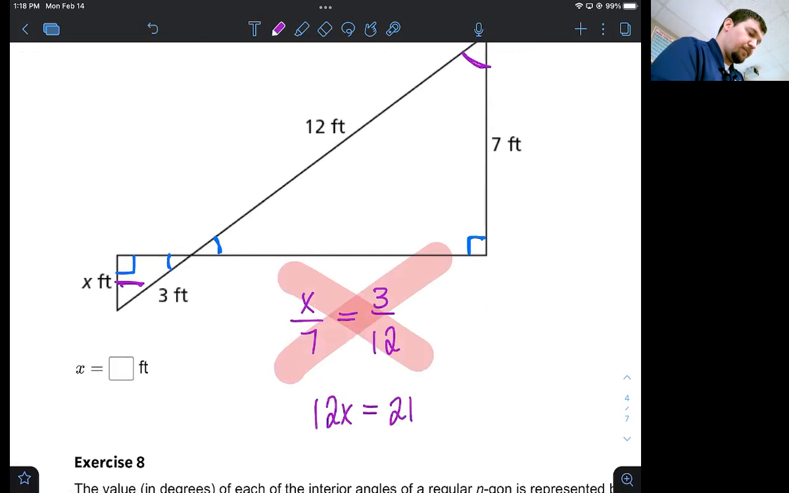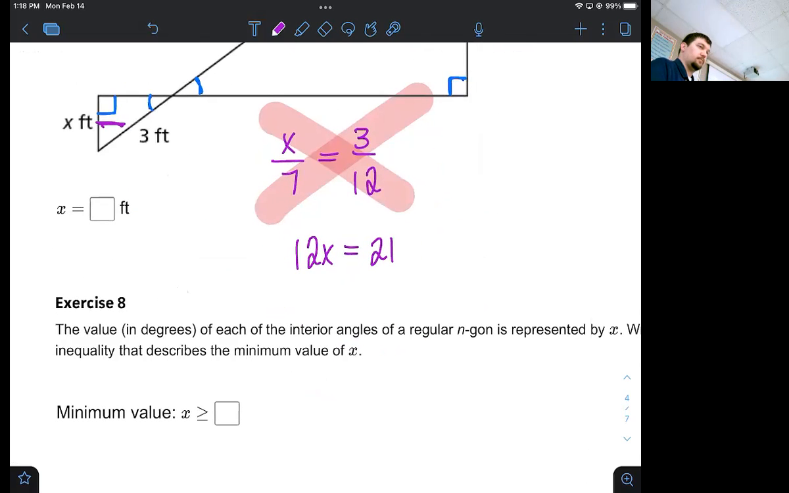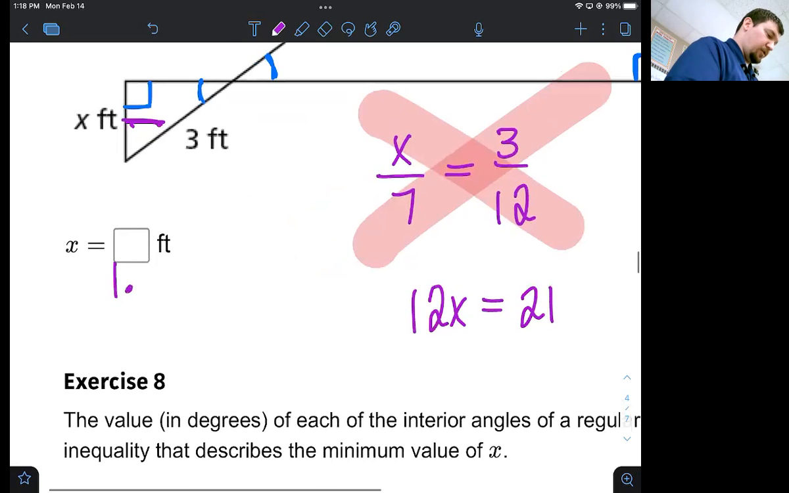Carter, how do I solve that equation? You do 21 divided by 12. And I'm going to have you do that for me. 1 3/4 or 1.75. So we'll say 1.75 feet.